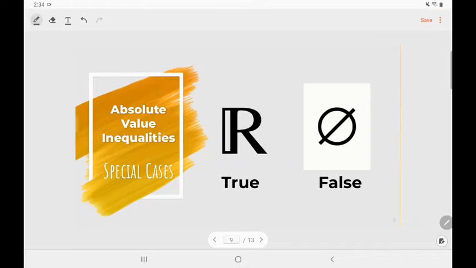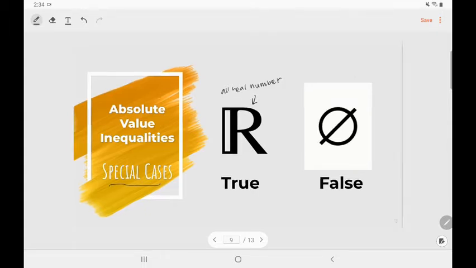Finish up absolute value inequalities by talking about their special cases. Remember, I have two special cases, all real numbers. That's indicated with this symbol. That occurs whenever I have an inequality or equation that is true. And I also have the option to have no solution. And that occurs when my inequality or equation is false.